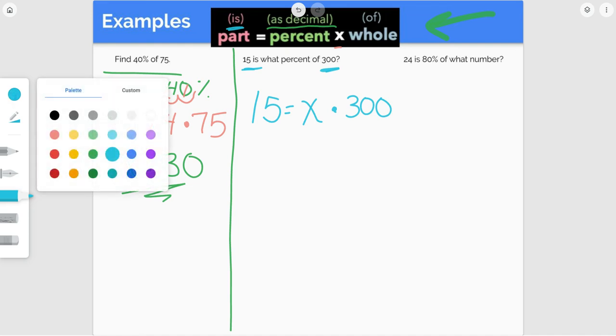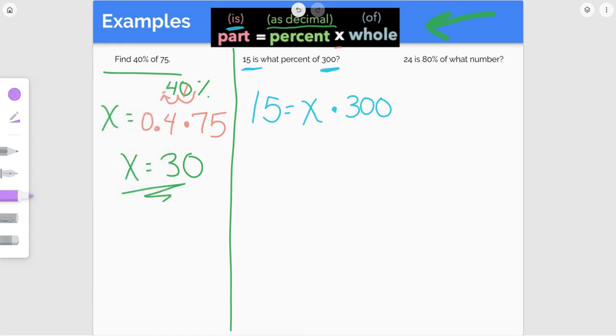Well, this is like the problems that I have had in the last couple of days, or just really yesterday. Right, this is the same, x times 300. So to get x on its own, I need to do the inverse. I need to divide by 300. That cancels out. I have to do the same thing to this side. So I'm going to get x is equal to whatever 15 divided by 300 is. So I'm going to break out my calculator again. 15 divided by 300 gives me 0.05. Okay, but is that a percent yet?